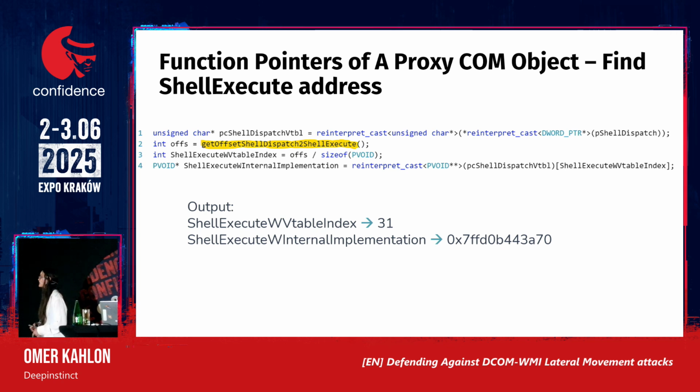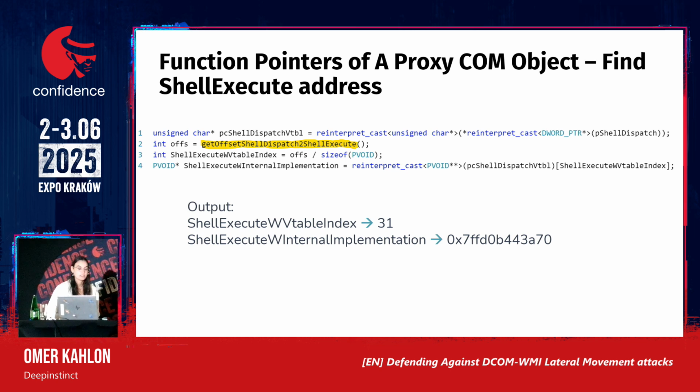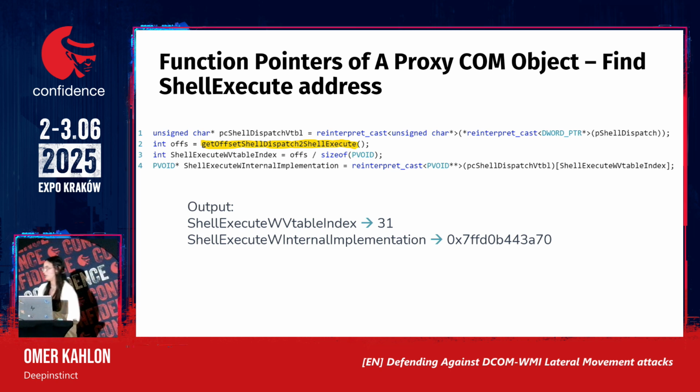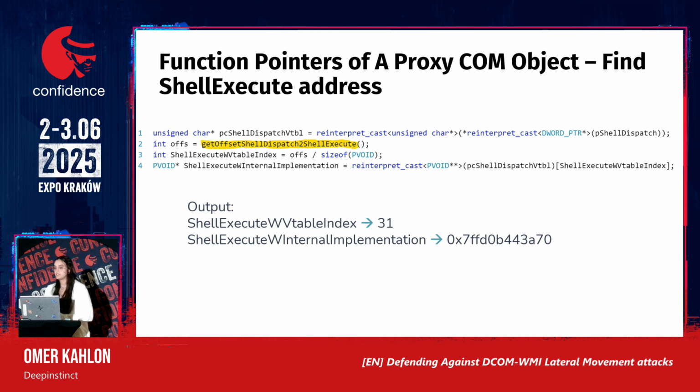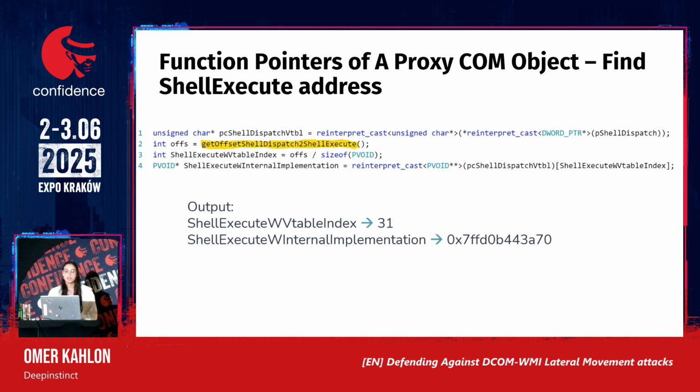ShellExecute. So let me make it clear. We can calculate the specific index inside the vtable of ShellExecute, and we can return the ShellExecute memory address as well. So after we run the script, we'll learn that ShellExecute is placed at index 31 inside the IShellDispatch2 vtable, and you can see its memory address as well.